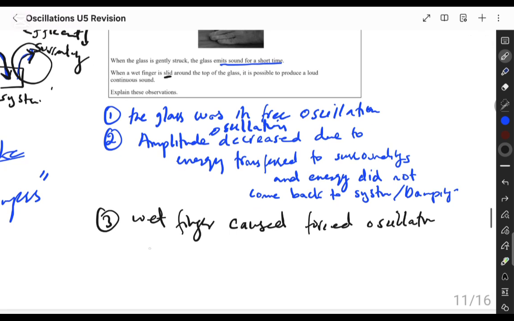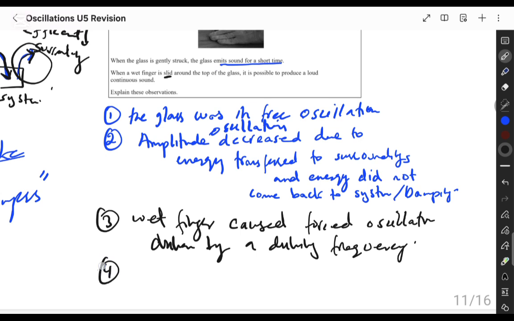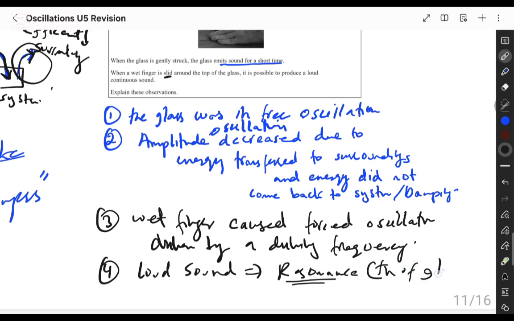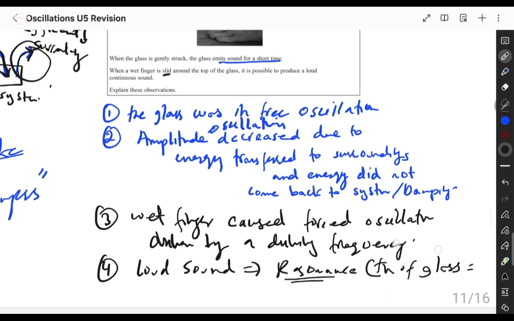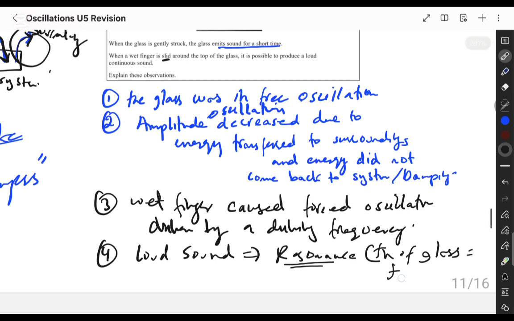Forced oscillation, driven by a driving frequency. And the fourth point you have to say is that the loud sound was caused because of the resonance. And the resonance occurred because the natural frequency of the glass was equal to the driving frequency of the finger.